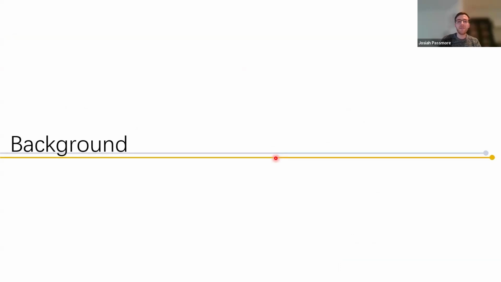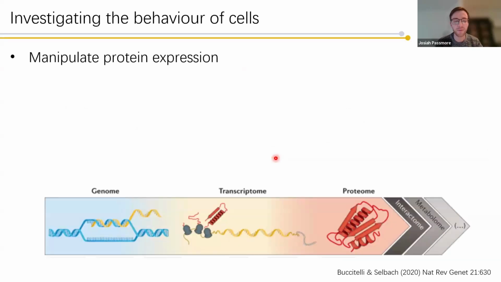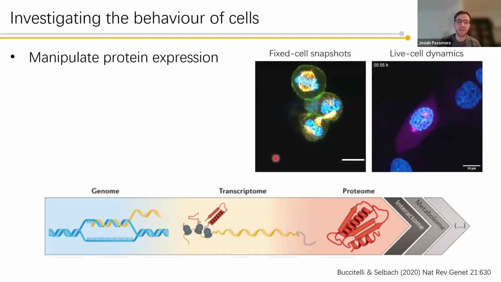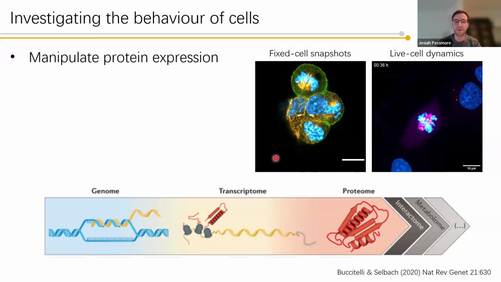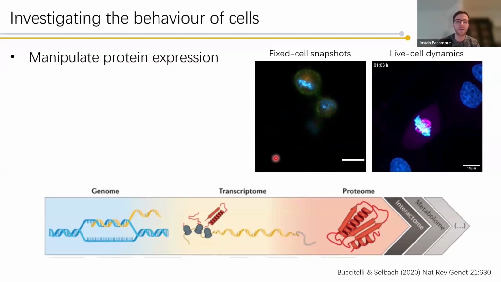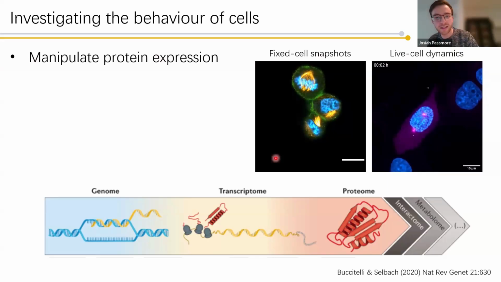So starting with some background. If I, as an experimental biologist, want to investigate the behavior of some cells, what you would typically do is manipulate the protein expression, right? So you can look at from the DNA, the mRNA to the protein level, and then you do some manipulation and you take a fixed cell snapshot or you try and relate this to some live cell dynamics to learn something about the system that you're interested in.